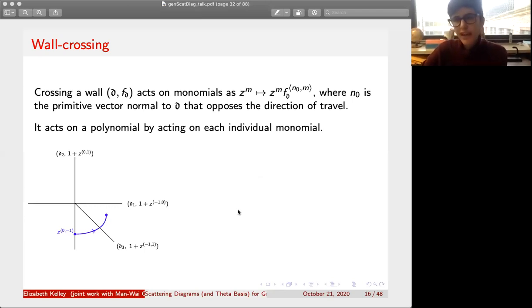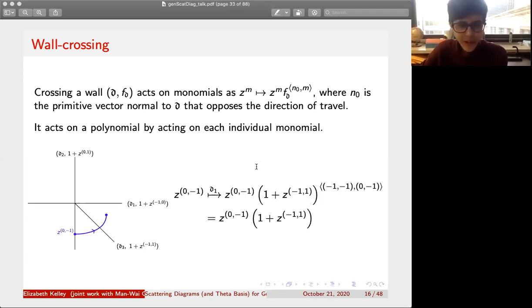And there's some choice here. You can choose either the normal vector that opposes the direction of travel or the one in the direction of travel. It doesn't so much matter as long as you're making a consistent choice if you're crossing multiple walls. Usually it's easier to pick the one opposite the direction of travel, just because then we get nice positive numbers, and we love positive numbers.